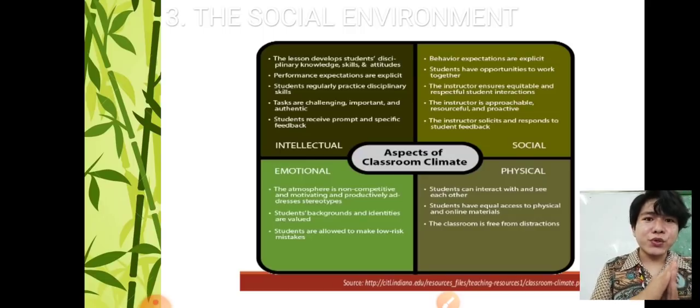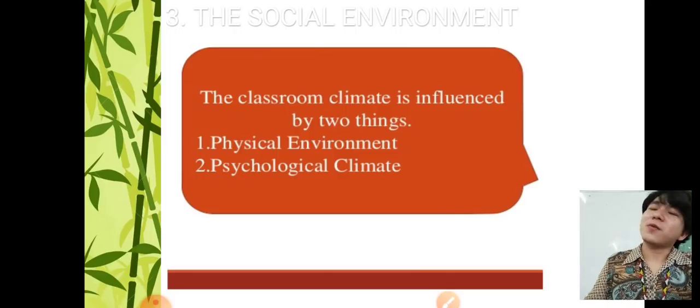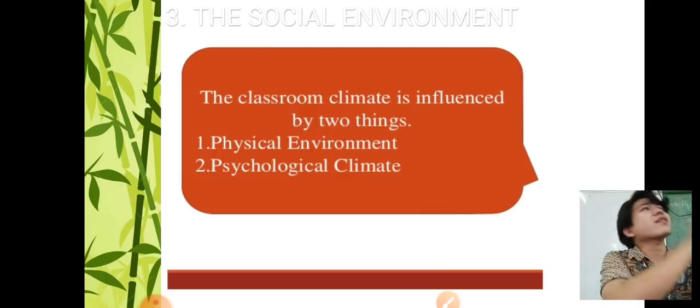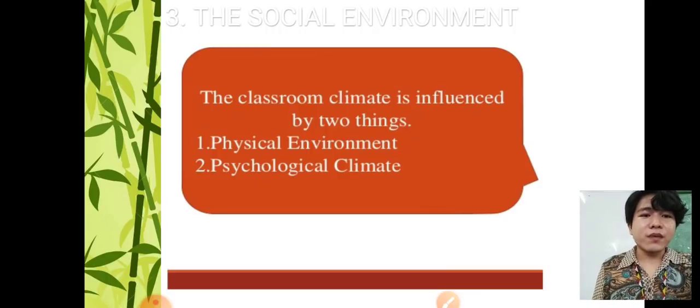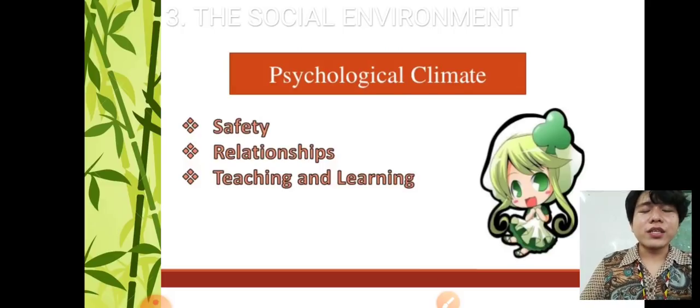I know in the future you will become teachers. Again, you need to consider the intellectual, social, emotional, and physical aspect. And of course, part of the social environment is the classroom climate, which is influenced by two things. The physical environment, the arrangement of chairs, furniture, the design of your classrooms, and we also have the psychological climate.